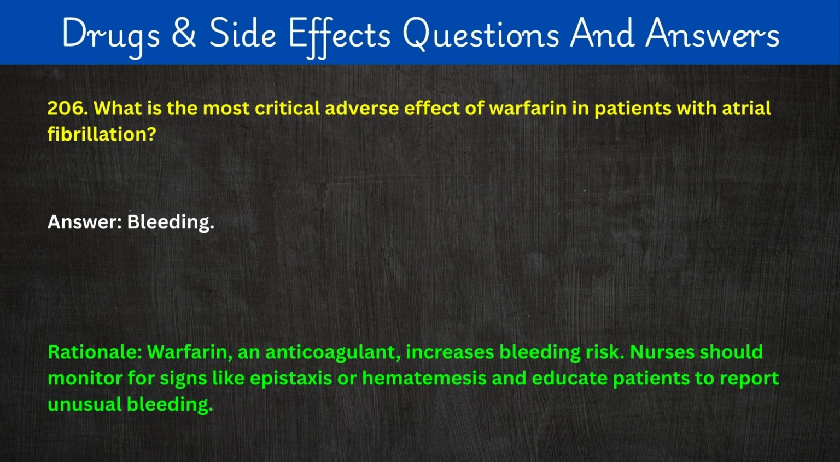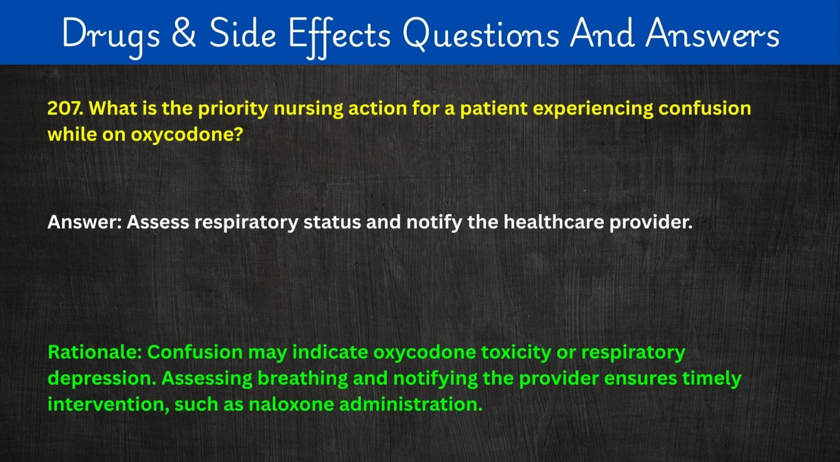206. What is the most critical adverse effect of warfarin in patients with atrial fibrillation? Answer: bleeding. Rationale: warfarin, an anticoagulant, increases bleeding risk. Nurses should monitor for signs like epistaxis or hematemesis and educate patients to report unusual bleeding.